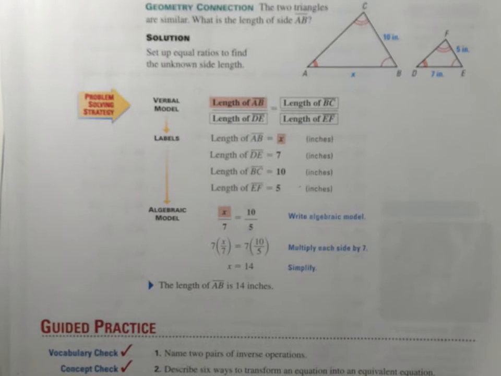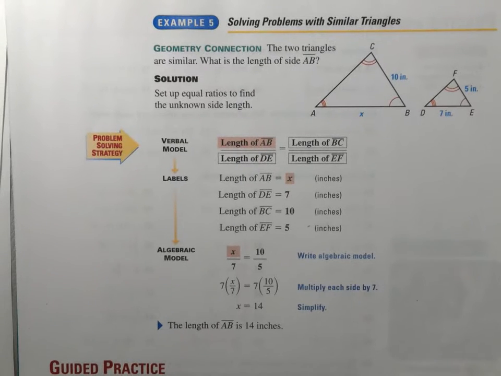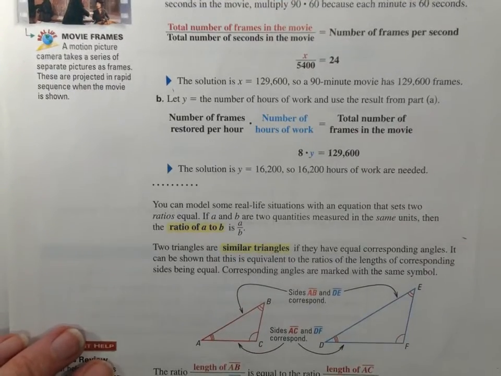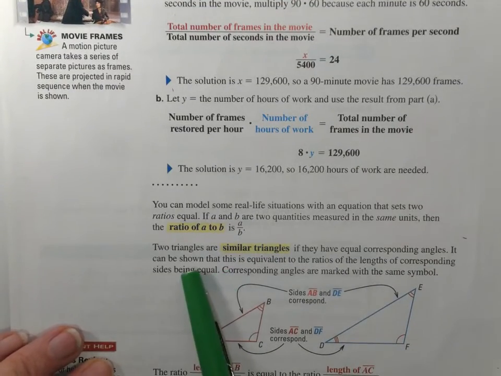Let's take a look at this example, example number 5, okay? They talk about a geometry connection. Well, this is very important to talk about because your teacher is going to make sure you understand this, because they're talking about similar triangles. All right, so let's talk about similar triangles. Let's go to this one first, right down at the bottom here.